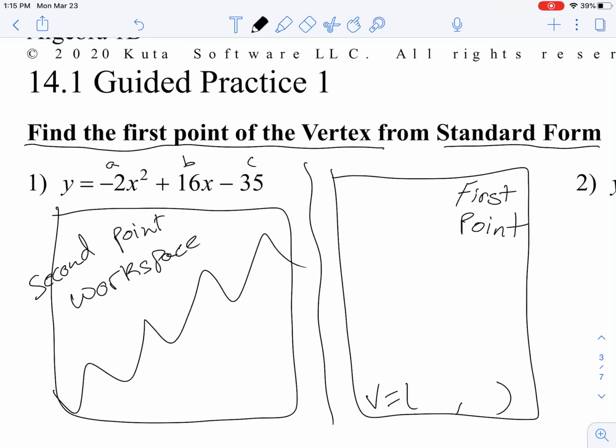All right, so here's what we're going to do for our first point. We're always going to start with a formula. We've gone over this formula in class, but a reminder, the formula to find the first point in our vertex is the opposite of B over 2 times A. So it's the opposite of our B value. We call it negative B over 2A.